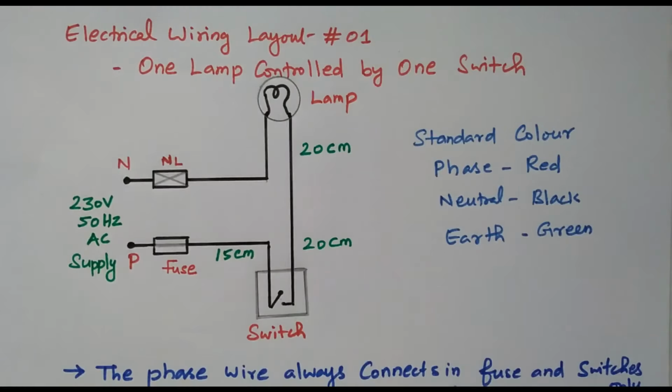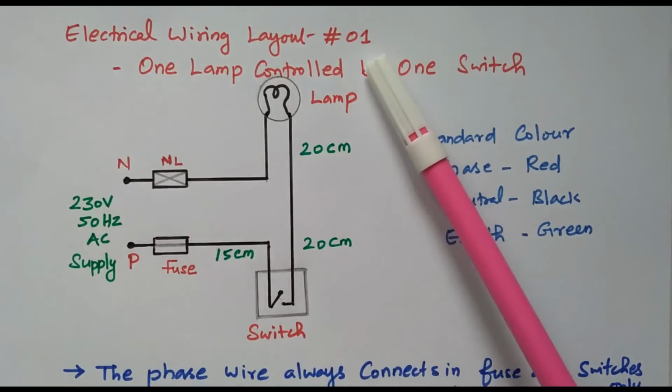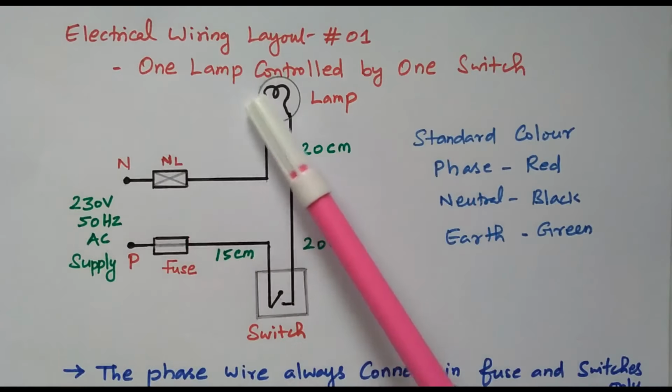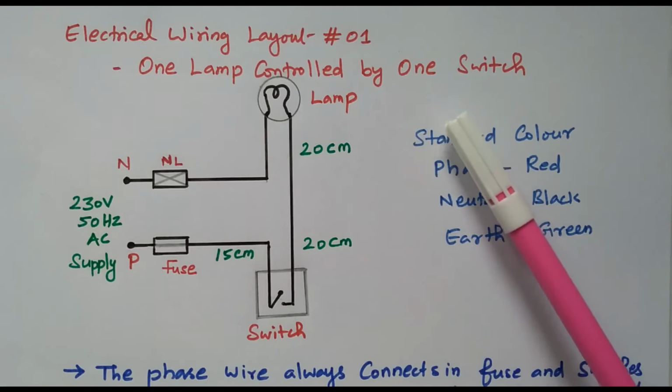Welcome viewers. In this video we will see the electrical wiring layout 1. The first one is one lamp controlled by one switch. Very simple circuit, very basic circuit.